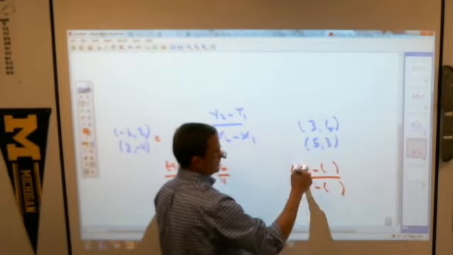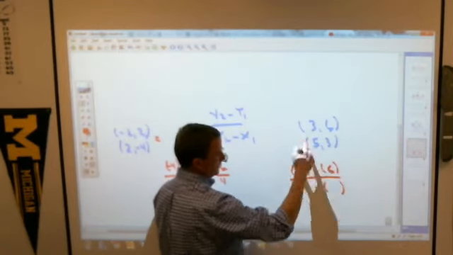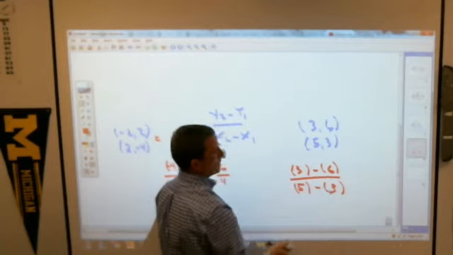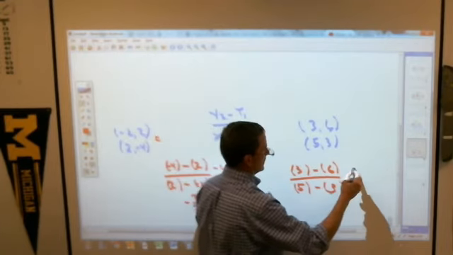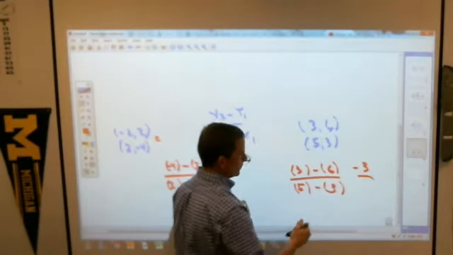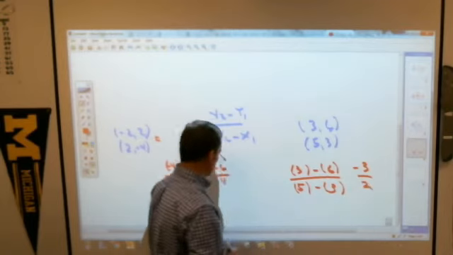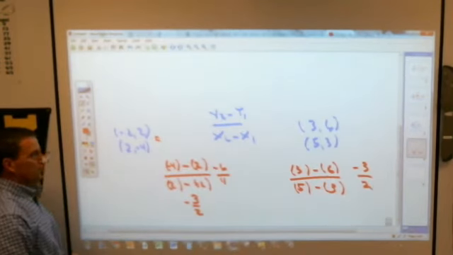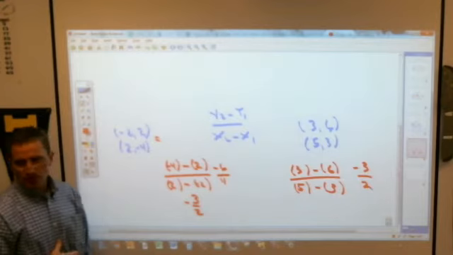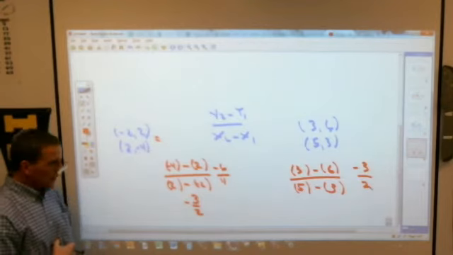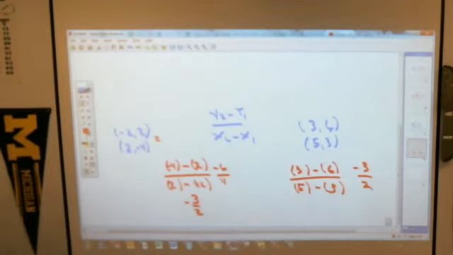Alright. 3 minus 6, 5 minus 3. What do I get here? I get negative 3 on top over 2 on the bottom. Oh, those lines are not perpendicular. Those lines are parallel.